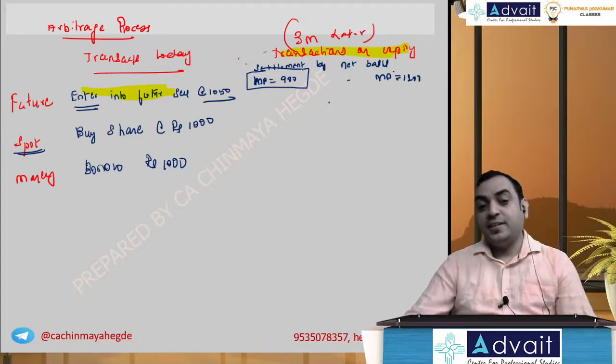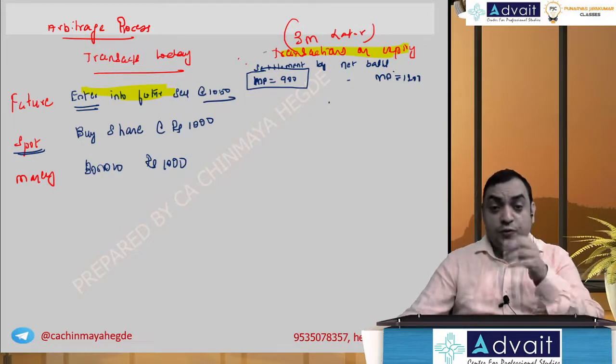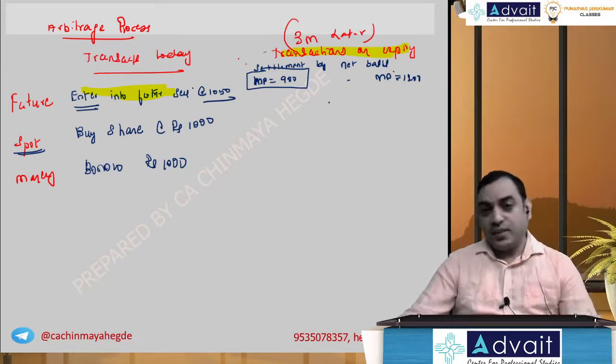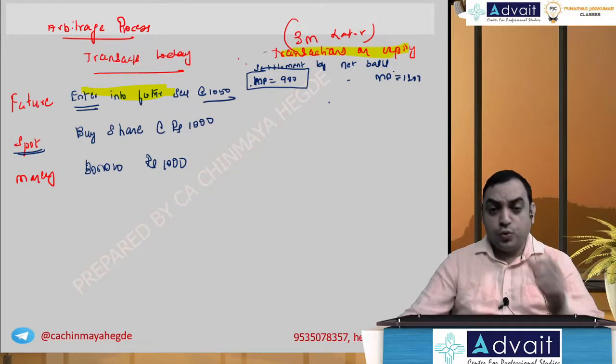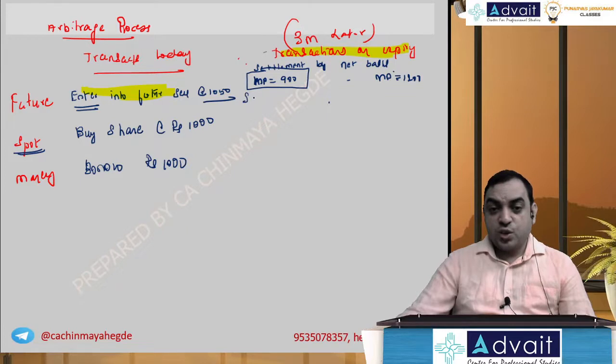Okay, now at 1050, you have entered into a future sell. Now what are you going to do? You will do a future square off at 900.